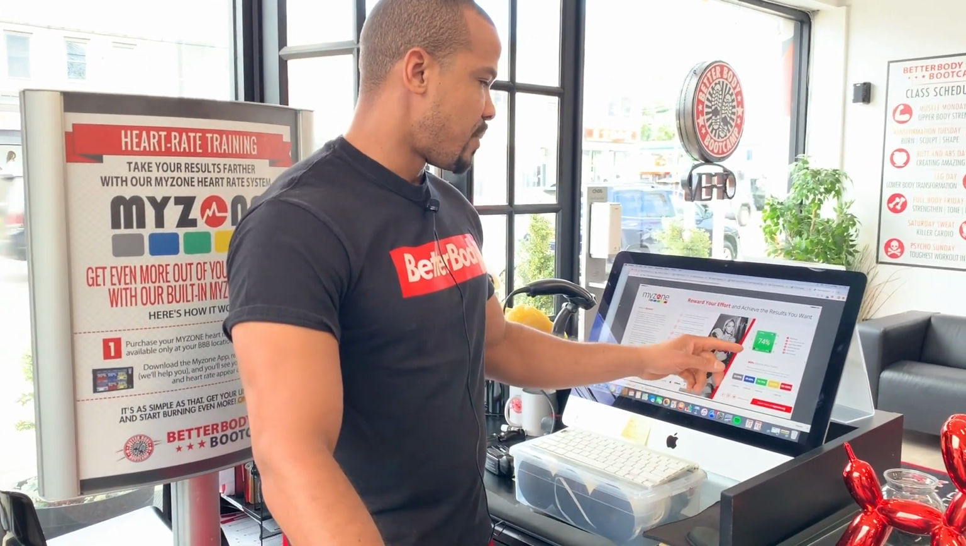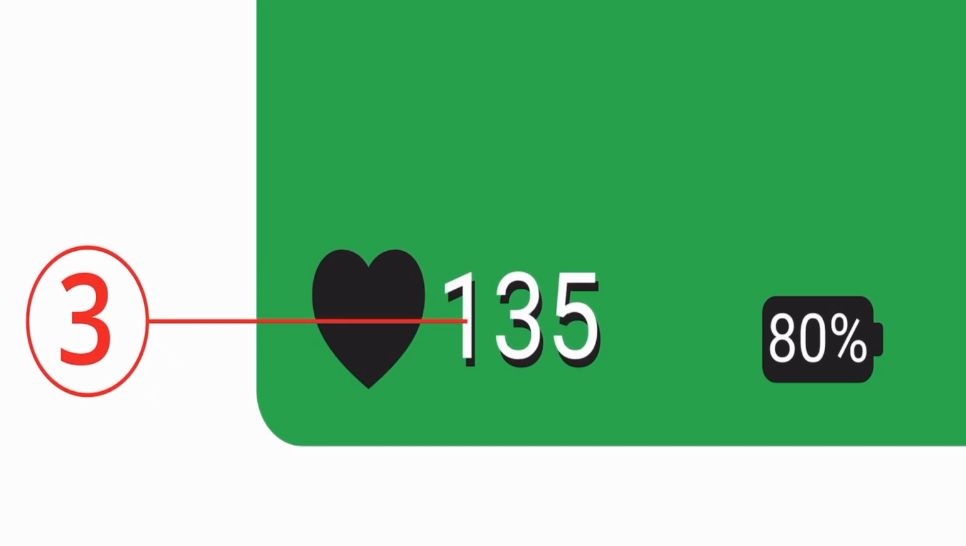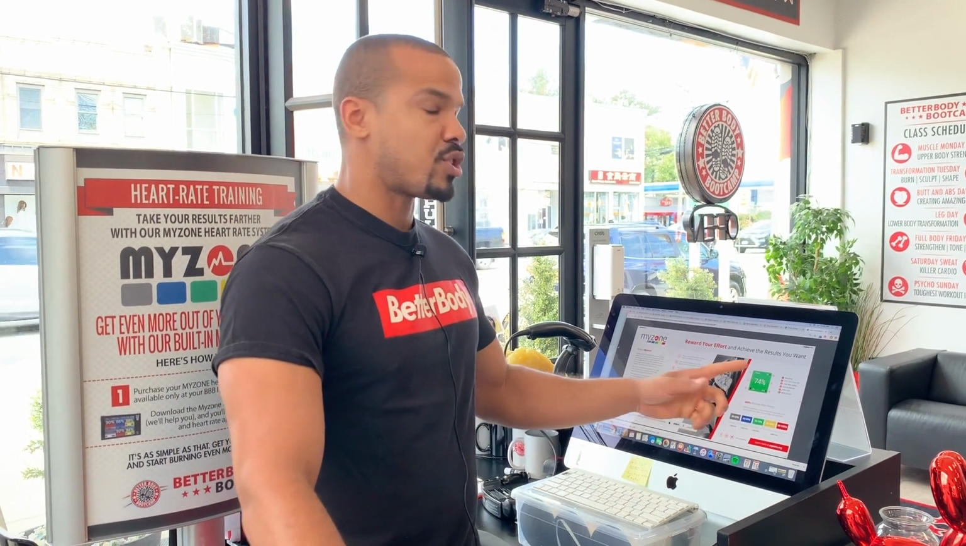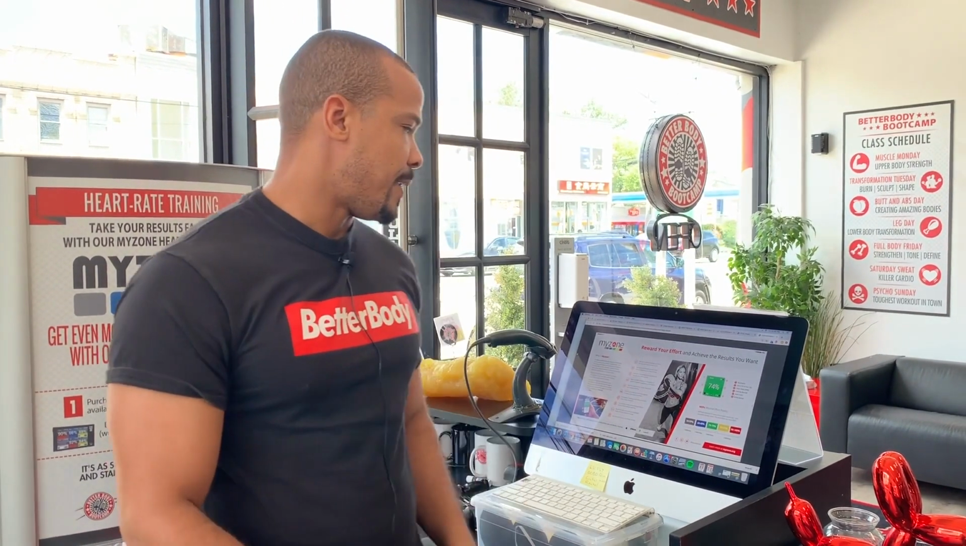Again, number 3 is how many beats per minute your heart is at, right? So 135 beats per minute, 140 beats per minute. This tells you how fast your heart is beating, how hard it's really working. This is why something like the iWatch is not going to be as accurate as a heart rate monitor, which Myzone is.